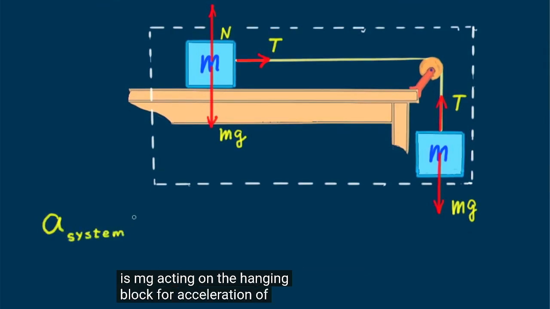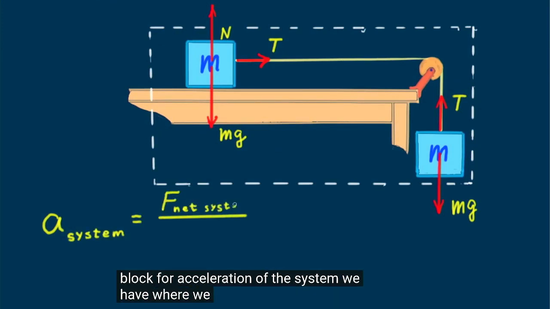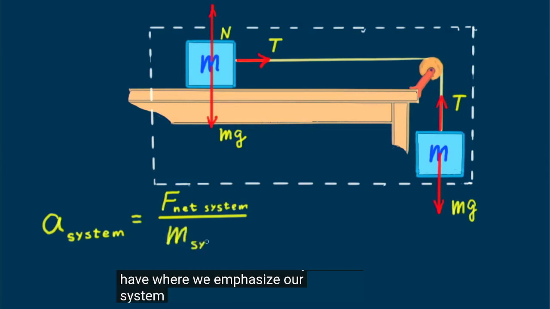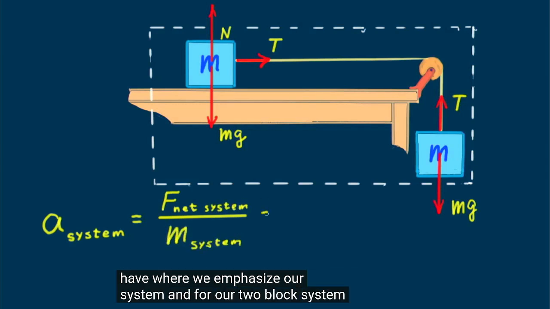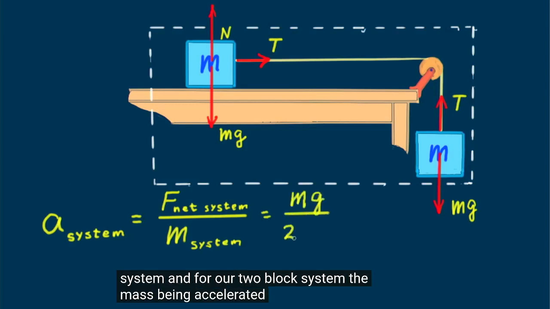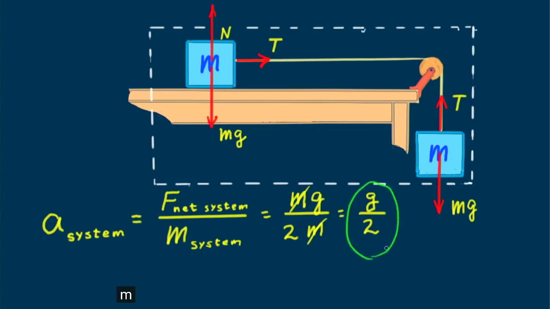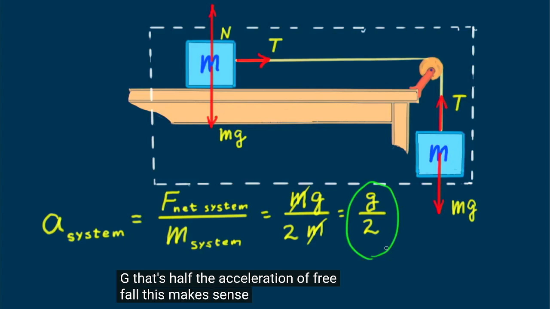For acceleration of the system, we have a_system = F_net/m_system, where we emphasize our system, and for our two-block system, the mass being accelerated is 2m. And we see that the system accelerates at half g. That's half the acceleration of free fall. This makes sense because the gravitational force on one mass is being used to accelerate two masses.